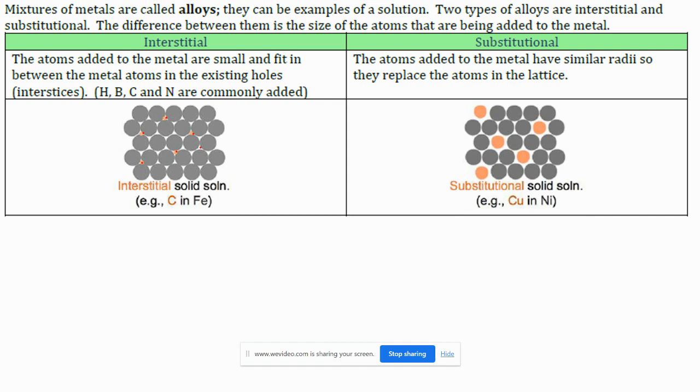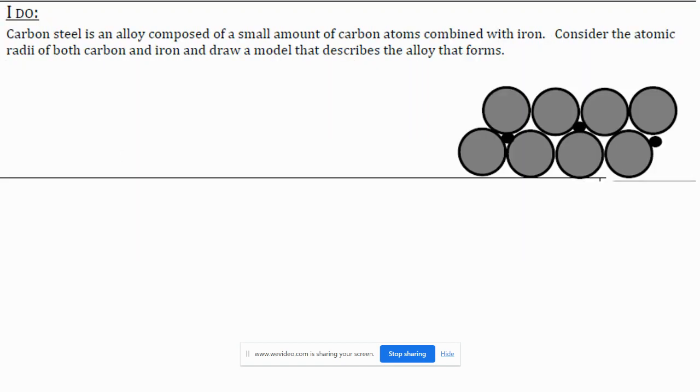So the other type that they talk about is substitutional alloys, and this is where the atom size is very, very close to the size of the metal atom that they're trying to displace. Okay? It's kind of like the difference between a kindergartner coming into my class and a substitute teacher trying to replace me in here. All right.